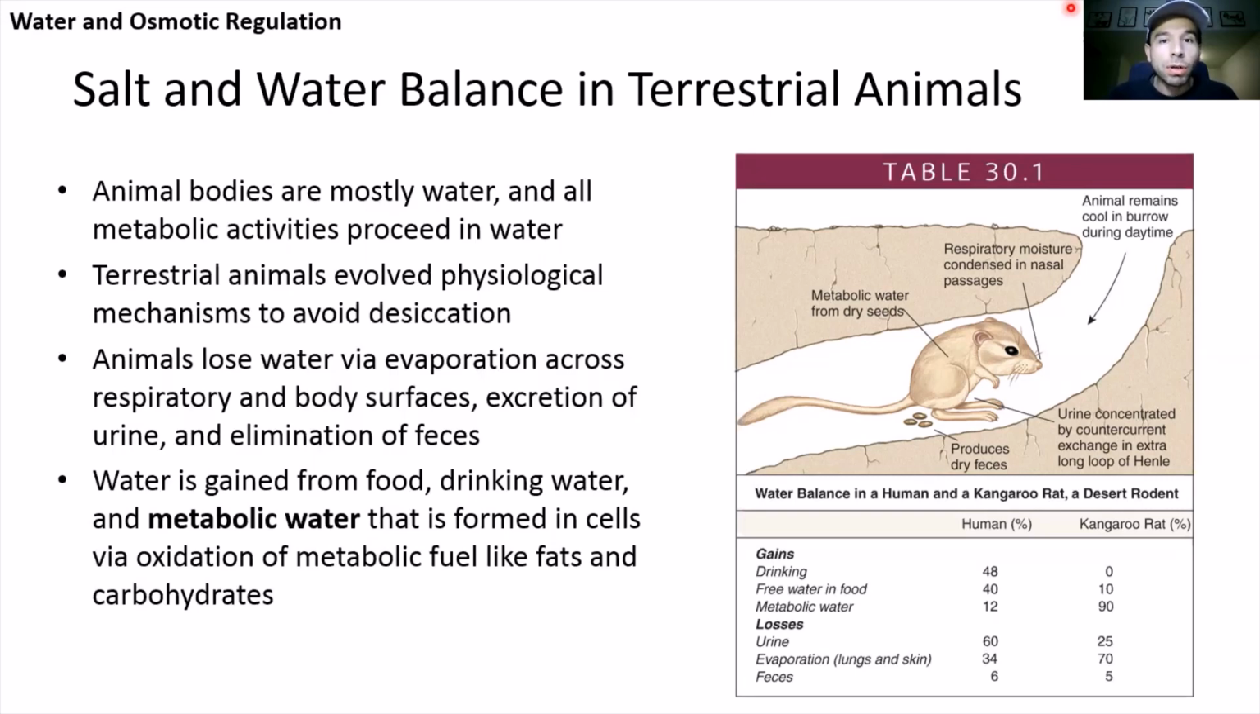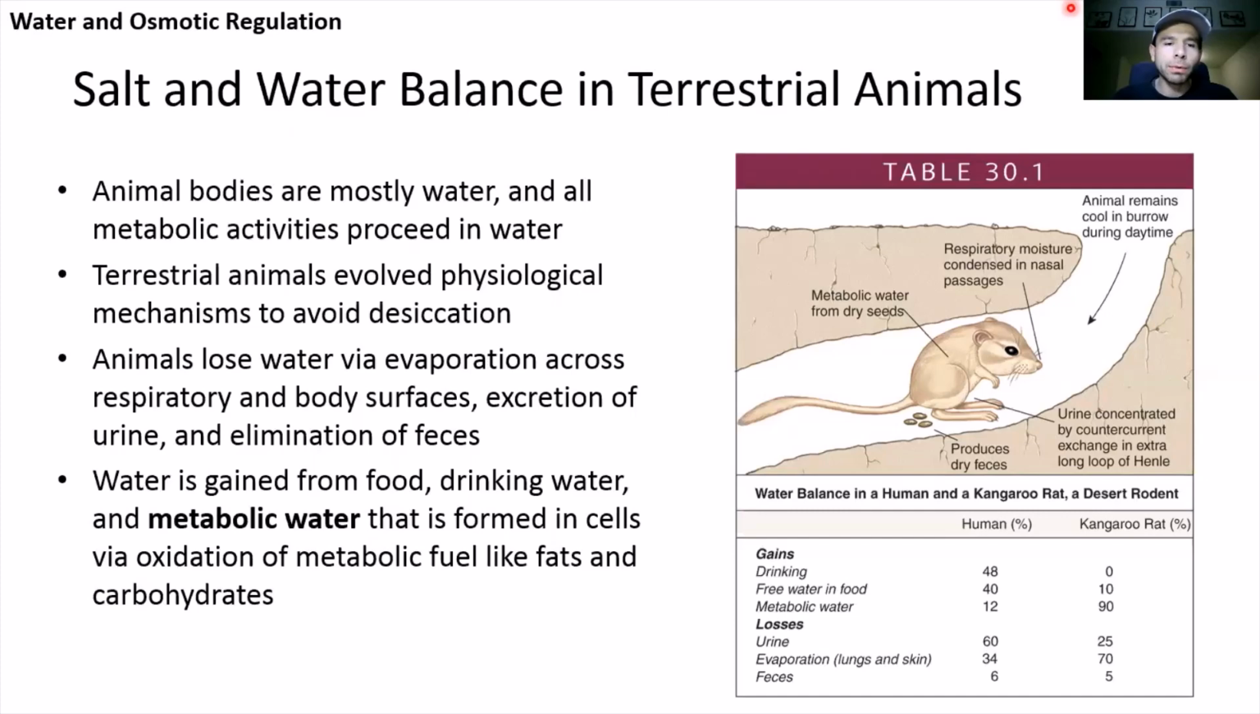All animals must maintain their salt and water balance. However, if you're living in water, it's not that hard to remain hydrated, right? So that's why I want to focus on terrestrial animals, because the terrestrial environment is the most different from the cellular environment. After all, animal bodies are mostly water, and all metabolic activities proceed in water.